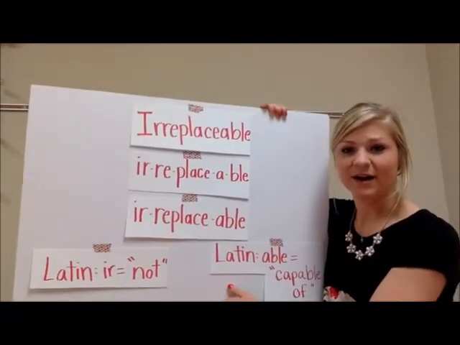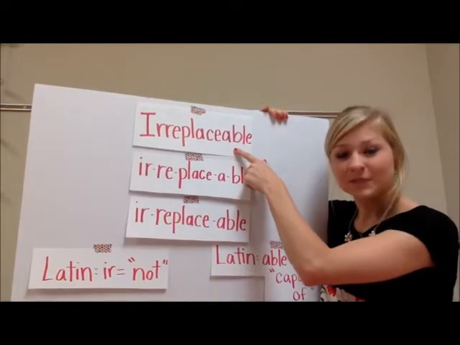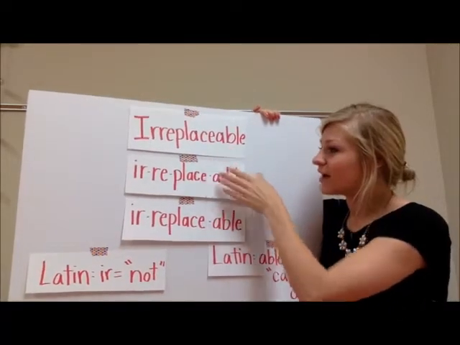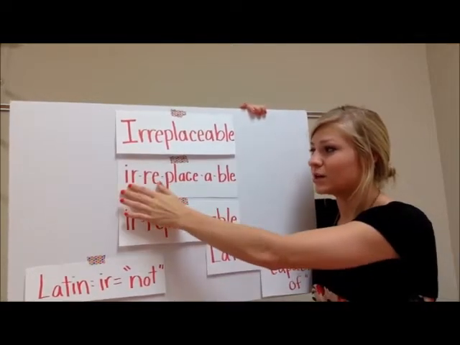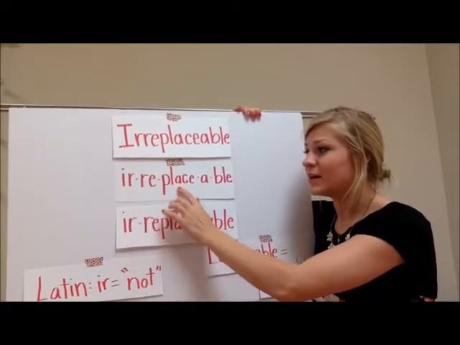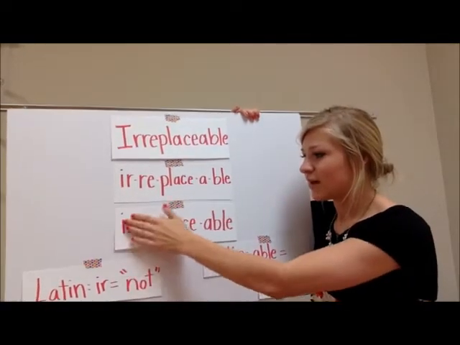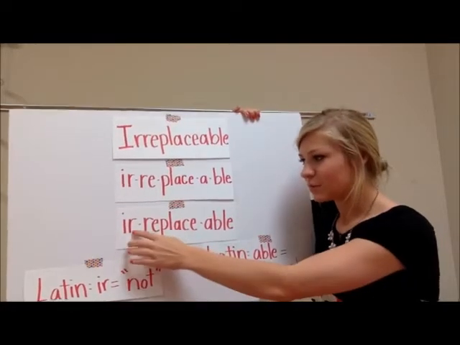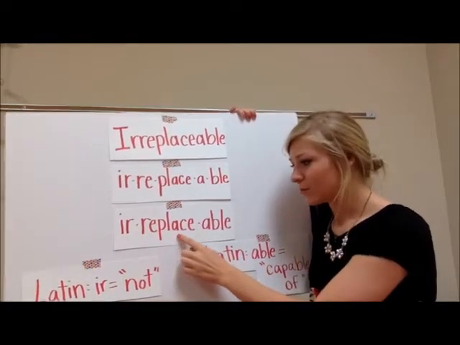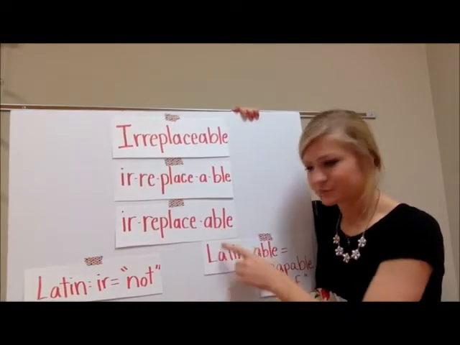Today I have my visual aid with me. We are going to start with the word irreplaceable. We then have in this column the syllabic analysis of the word. So we have ir, re, place, able. Next we have the word with its affixes separated. The prefix would be ir, the root word is replace, and the suffix is able.